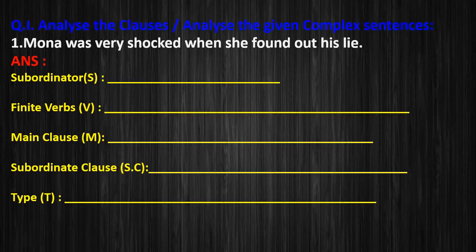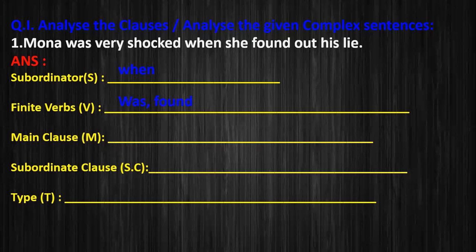Let's follow the steps. The first step is to find out the subordinating conjunction and the finite verb. The subordinator, yes, you guessed it right, it's when, the WH word from the subordinating list. Let's go with the finite verb. We know the finite verb is always with the subject, any noun or pronoun which comes before the verb. That is was and found, which have the subjects Mona and she.